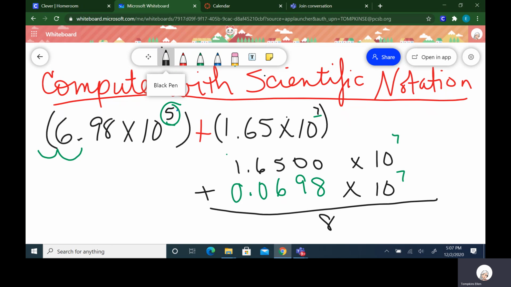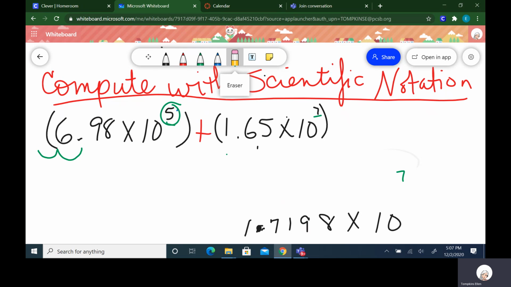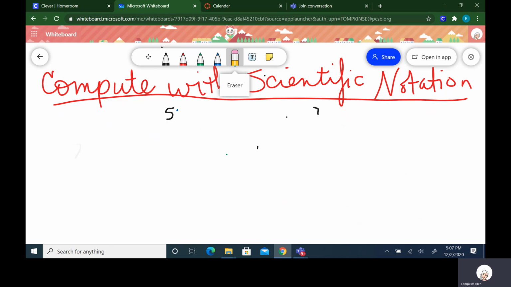So now I've got 8, 9, 11, 7, 1. 1.7198 times 10, my exponents match, so it just drops. Now, I'm going to check it again. Did my final answer land in scientific notation? Yeah, it actually did. So I'm good to go now. Now let's look at a subtraction one. It really is going to be the same type of thing, only instead of adding the two together, you're going to subtract.